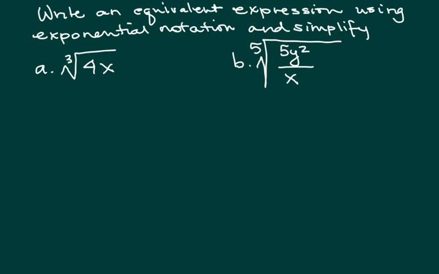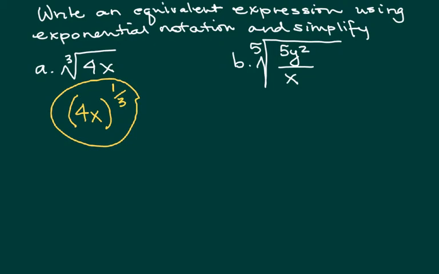Here we're going to write an equivalent expression now using exponential notation. So now we're going to go from the radical notation and use rational exponents to say the same thing. So again, our radicand becomes our base. Our index becomes our denominator. And if there's no other power there, we have a numerator of 1. So this is 4x to the 1/3. In other words, 1/3 power is the same as the 3rd root.